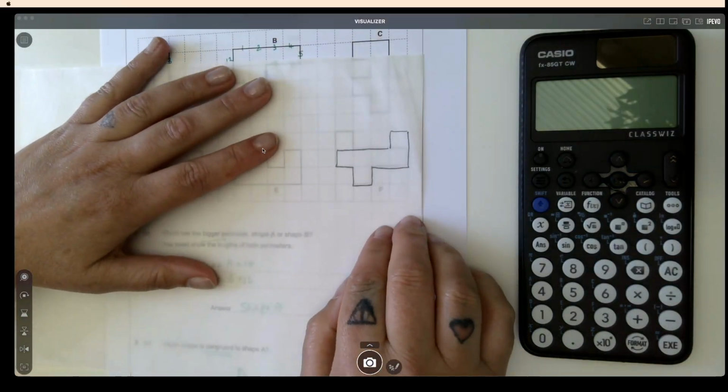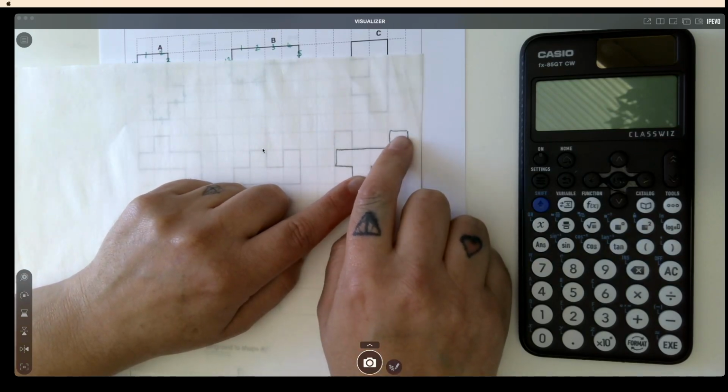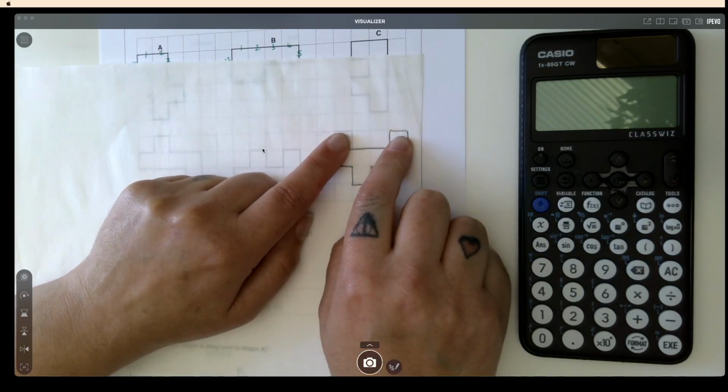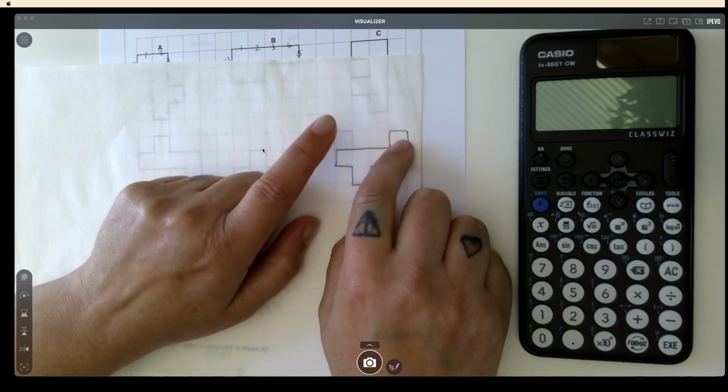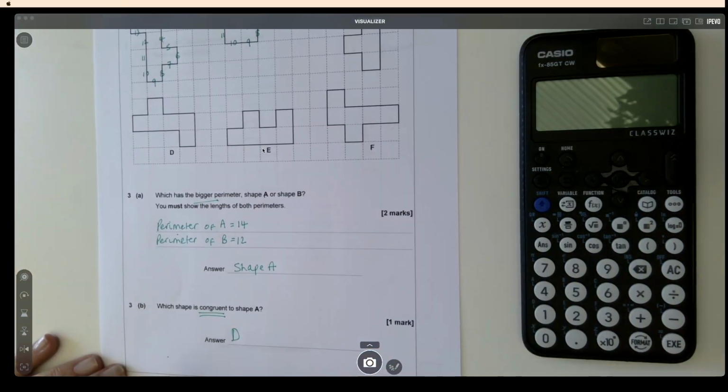So if I pop the shape on that way, then this square matches, but this square here is on the wrong end of the shape. So I know that F is definitely not congruent. So always ask for tracing paper in your exams, your mock exams, assessments, etc., because it's a really useful piece of kit and you can have it.